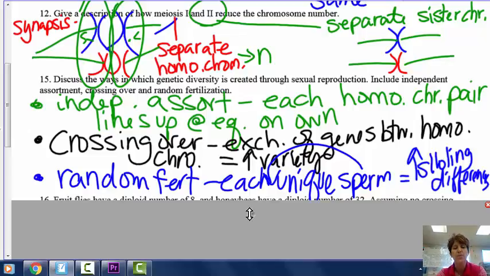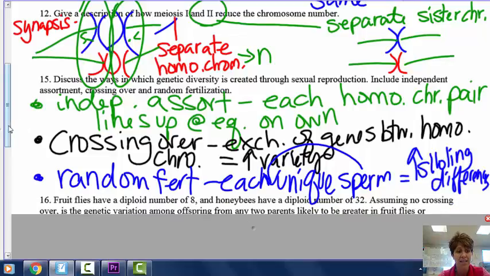All right, random fertilization means you never know which sperm is going to make it to the egg to fertilize it. You also don't know which egg is going to be released that month. So random fertilization means there's all these possibilities of sperm and egg, and the ones that actually come together, that is random. Since they're each unique, you get these unique possibilities.